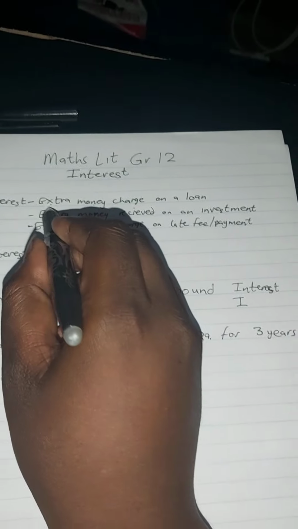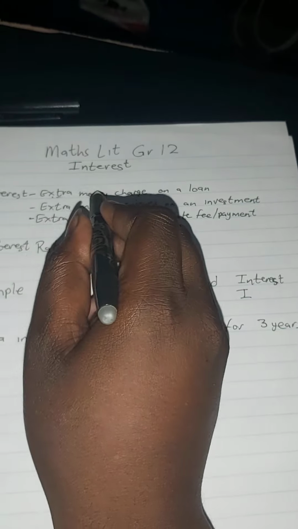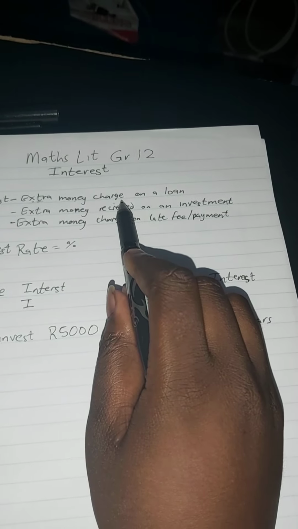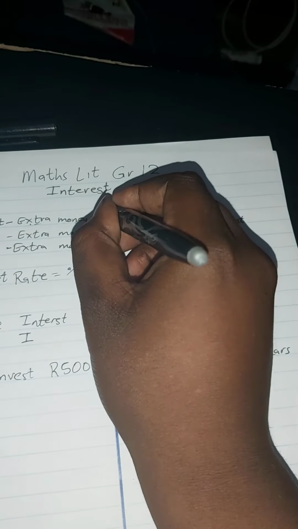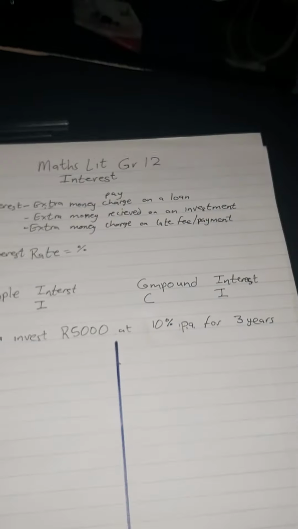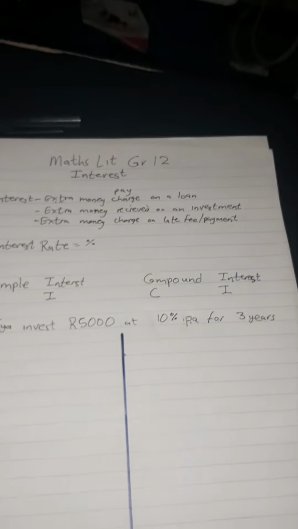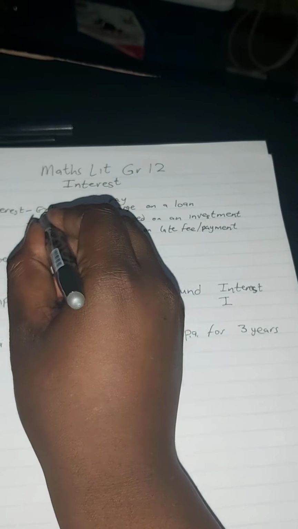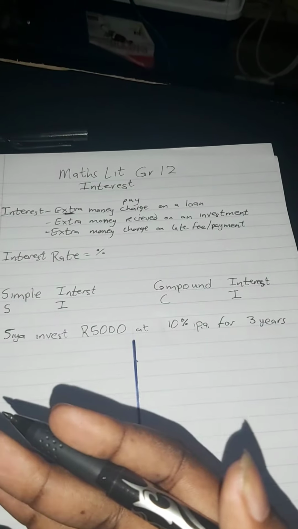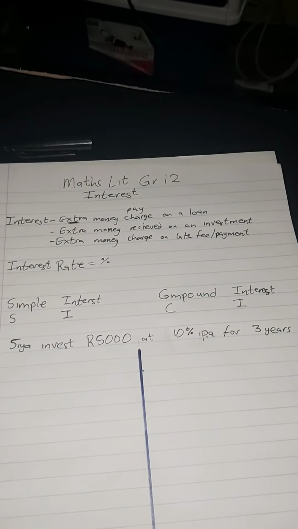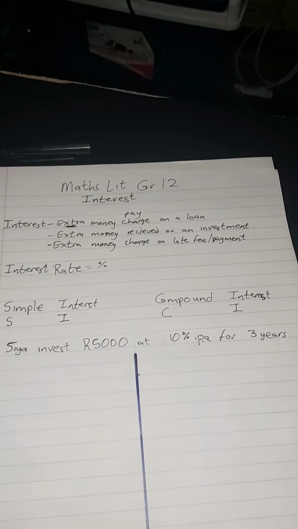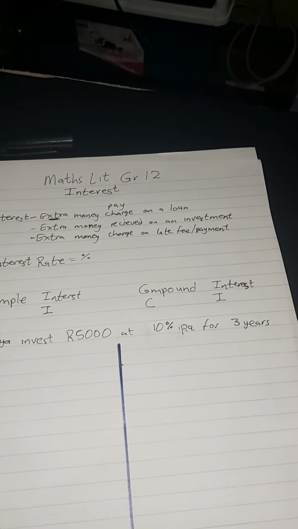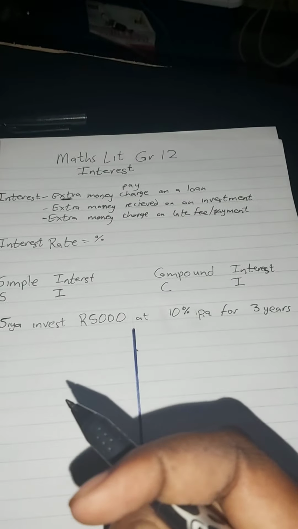The first one: interest is the extra money that is charged on a loan. You understand? So it's the extra money that you must pay on a loan. I hope that makes sense. A keyword in interest is always extra. Just a quick example: you borrow 200 rands and then you say you're going to pay it back as 300 rands. So that difference from the money you borrowed, that is what we call interest.